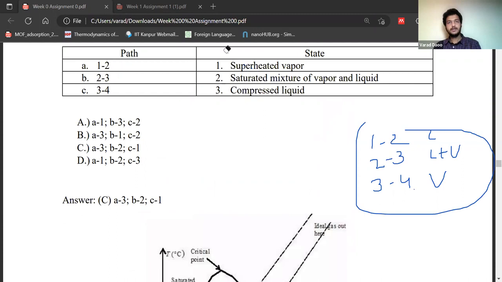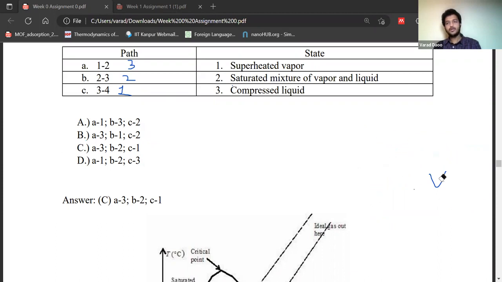And okay. So 1 to 2 has to be compressed liquid, right? Only liquid. So this should be 3. 2 to 3 is liquid plus vapor, right? That means 2. And 3 to 4 is saturated vapor. Okay. So which of these is it? This is not the correct one. 3 to 1, this is also not the correct one. This is the correct one. This is not the correct one. The correct answer is option C, right? So this is what we have concluded from the normal approach.